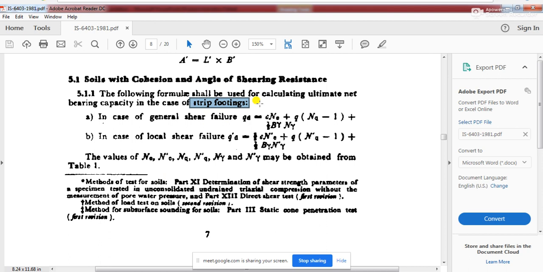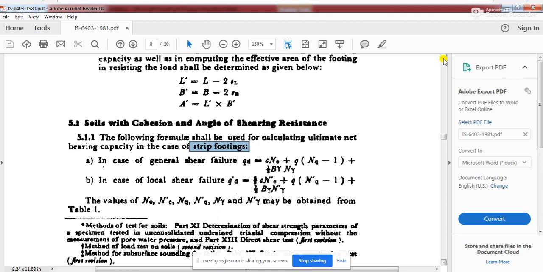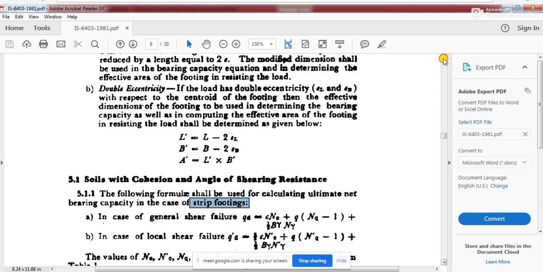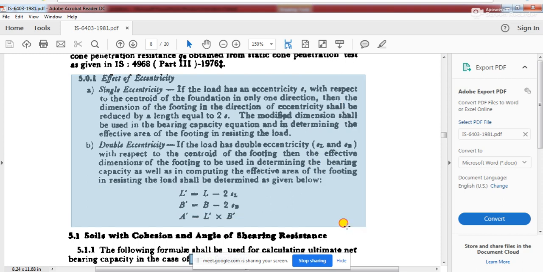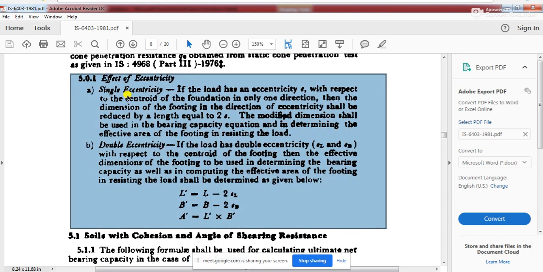So, if you want to do it for circular footing, rectangular footing, square footing, then in exactly the similar way as Terzaghi has taken into account the effect of shape factor and other factors, the Indian Standard Code also specifies the values, how to take care of the shape of footing, water table, and other things. Now, as we have discussed eccentricity today, I will conclude this class showing you the effect of eccentricity.